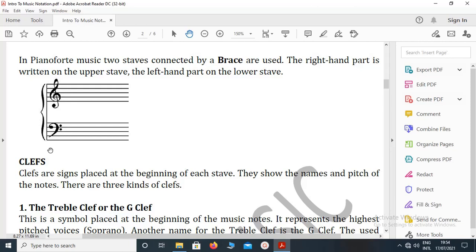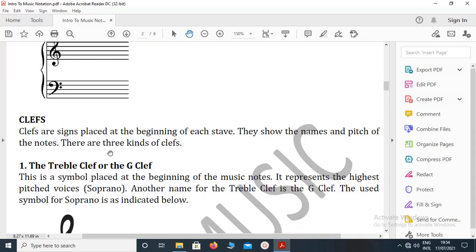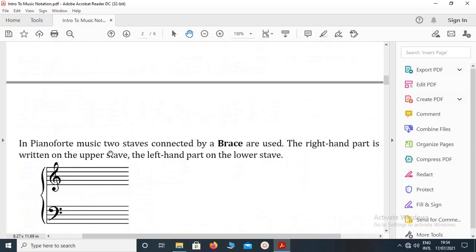Now the right hand part is written on the upper stave and the left hand part is written on the lower stave. This writing is mostly in relation to the keyboard. When you look at the keyboard, this one represents your right hand, and this one represents your left hand when you're playing the piano or the keyboard or any other musical instrument which needs two hands. Whatever name you call it, either piano or keyboard. So that's one thing I needed to talk about.